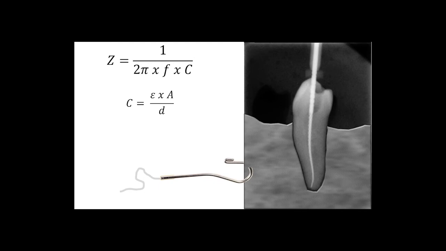Remember again that capacitance equals the dielectric constant, which is a constant value for whatever is within the space between the capacitor plates. So in this case, that would include dentin, pulpal tissue, fluid within the canal, times A, which represents the cross-sectional area, over D, which is the distance between capacitor plates. And once again, the capacitor plates in our example here are represented by the file and the supporting tissues.